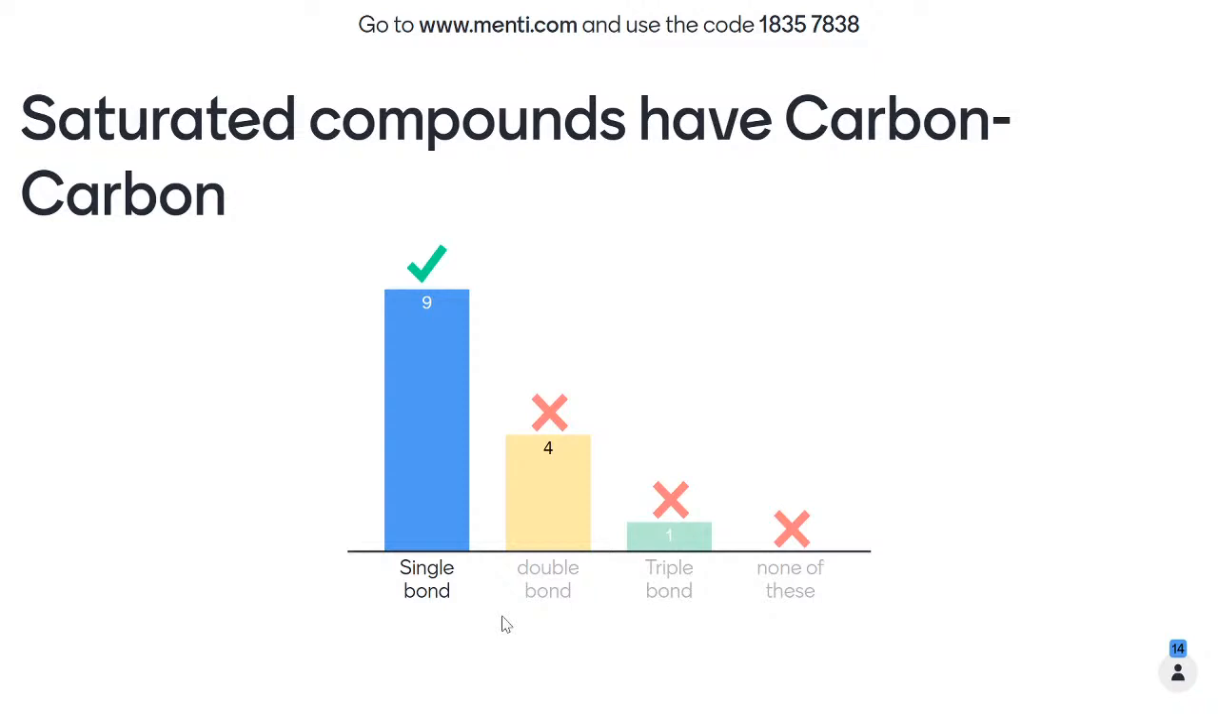Single bond. Saturated compounds have a carbon-carbon single bond. Why will it have a double bond or triple bond? Oopsie doopsie. No. Okay, no, right?